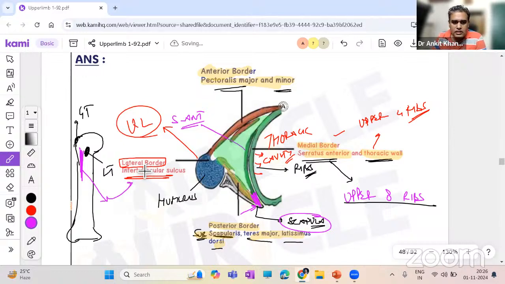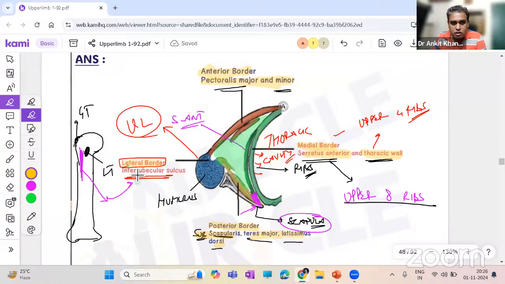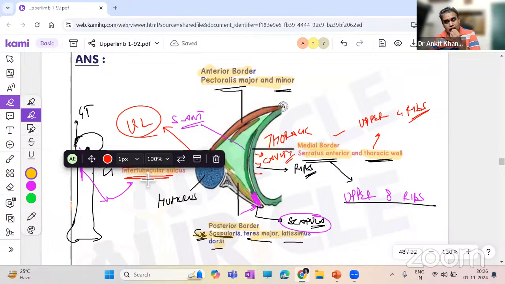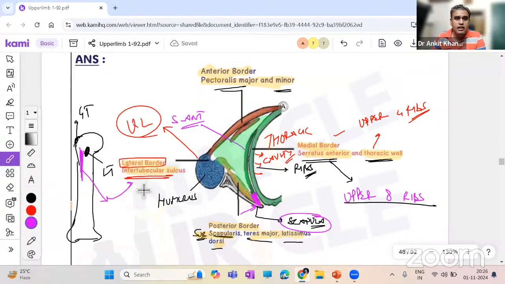So now, the lateral border of the axilla is being formed by the intertubercular sulcus. Now, how is that possible? That is one question. You might be thinking, how is that possible? It is possible due to the muscle attachments at this intertubercular sulcus. In the intertubercular sulcus, if you remember, there are 3 muscles which are attached.